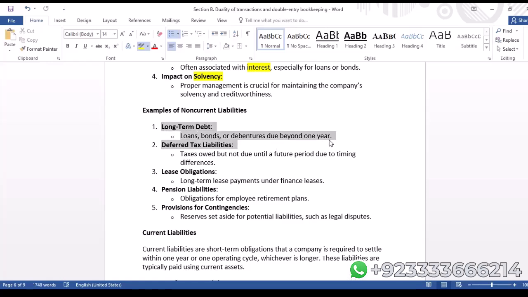Focus mainly on this one. These all are a little complex for this stage, but are examples of non-current liabilities. But these liabilities will not be tested for this exam.